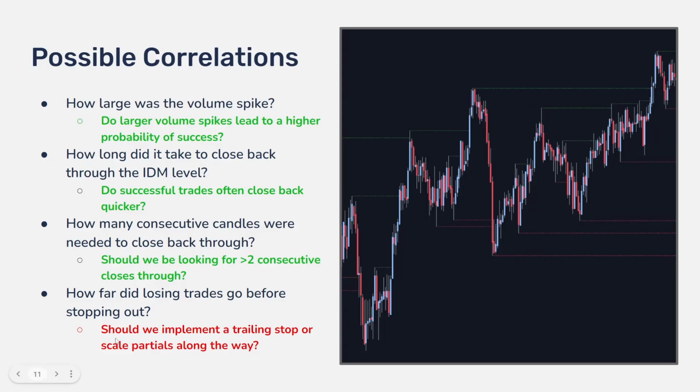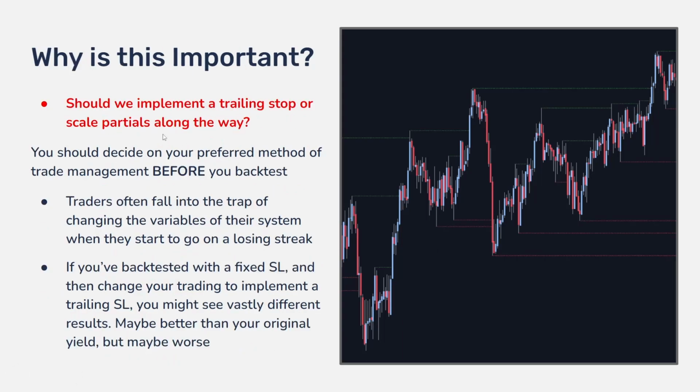And this is a question I want to emphasize: should we implement a trailing stop or scale partials along the way? The reason I want to focus on that is because you should decide on your preferred trade management system before you start the backtest. Because I'm sure, as we've all experienced, we'll often fall into a trap of, once we go on a losing streak or we start losing trust in our system, then we start to tweak the variables to see if we can do any better.